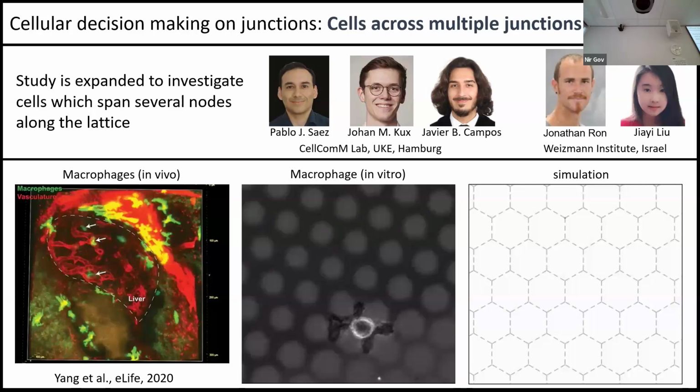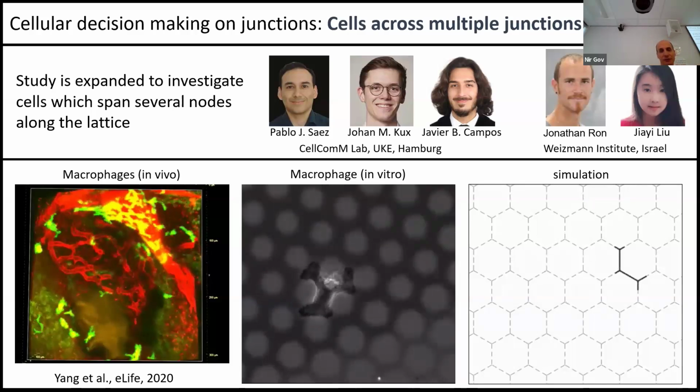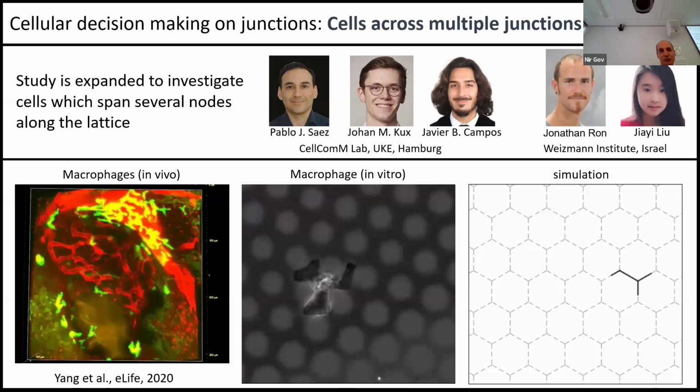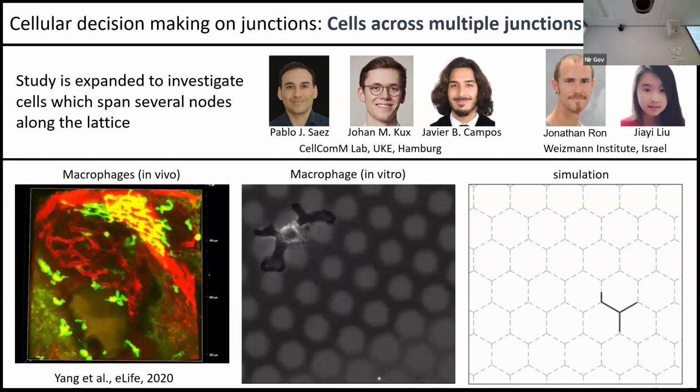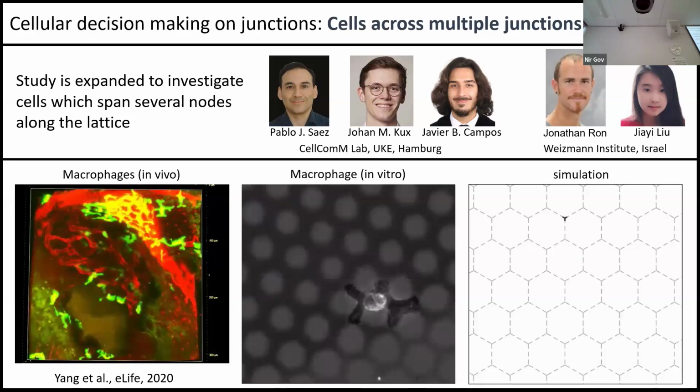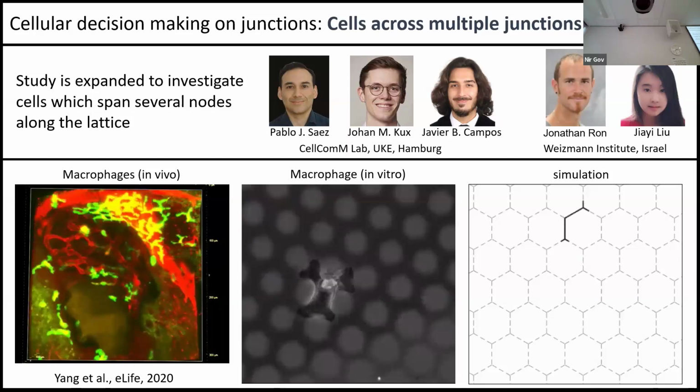We need now to consider a cell that might span more than one node on the junction. So first of all, this is how experiments look like. This is a macrophage. I think you can just about see that it's spanning several such hexagonal nodes. And you can see also in the simulation that now this object can span more than one junction. So it has clearly more than 3 arms.